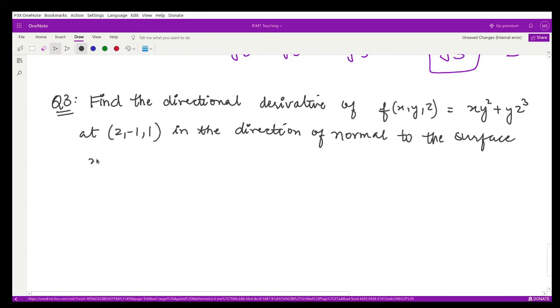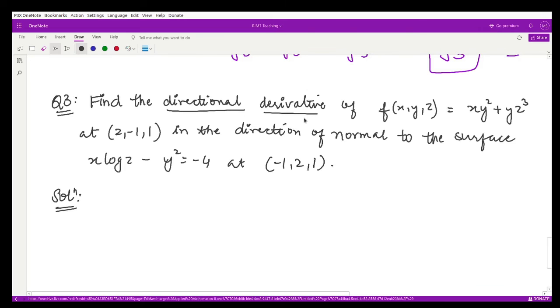The surface is given to be x log of z minus y square is equal to minus 4 at the point minus 1, 2, 1. So here you should identify what is given to you first in order to calculate this directional derivative. So you are to calculate the directional derivative. That means this is your scalar point function f at this point. So the point is given to you, the surface is given to you.